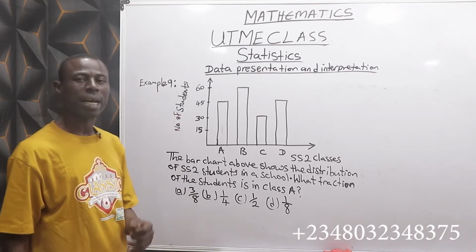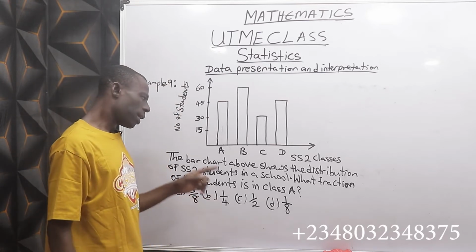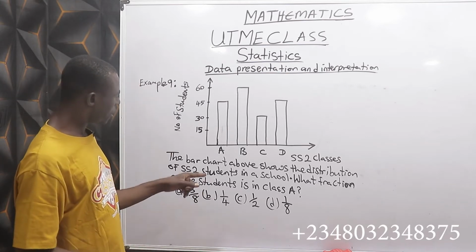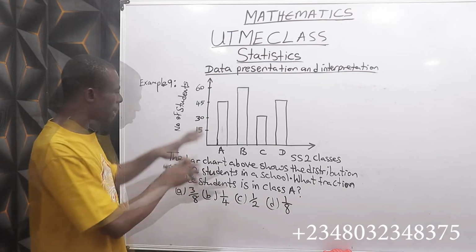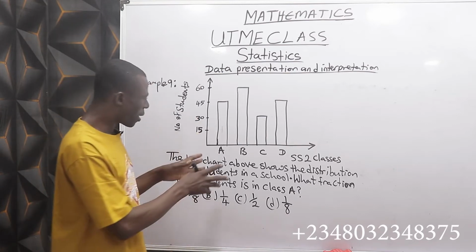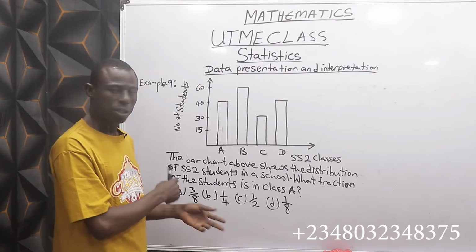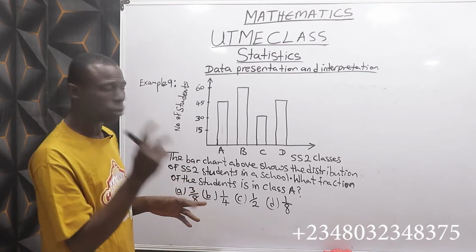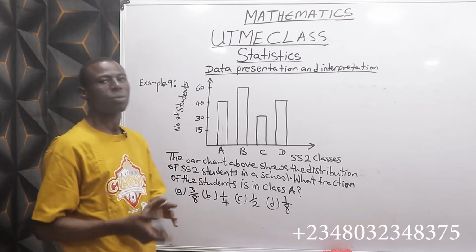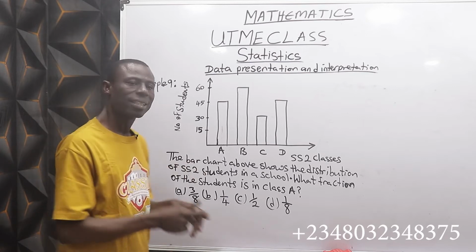Let's consider example 9. The bar chart above shows the distribution of SS2 students in a school. What fraction of the students is in class A? You notice that this diagram and the body of the question is the same as for example 8. Yes, it's the same diagram and body of question that is used to answer 2 questions in the exam, in the UTME. So in example 8 that I gave to you, that's the first question. In this example 9, that's the second question. And what's the question? What fraction of the students is in class A?